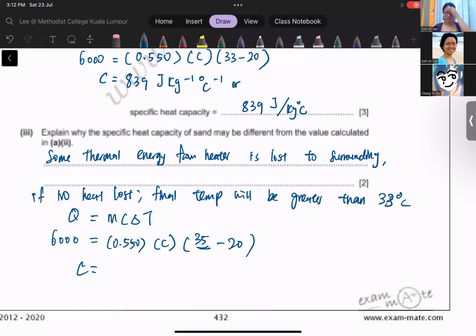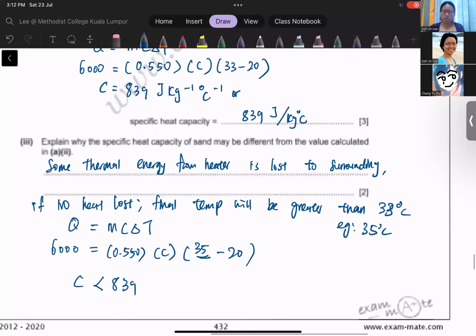33 degrees Celsius. So let's say 35. We just put a number there to help our brain think. So if you repeat this calculation, whatever you calculate, this C will be less than 839. Because now you are dividing by, previously 33 minus 20 is 13. Now 35 minus 20 is 15. So you are dividing by a larger number to find C. So the C is less.